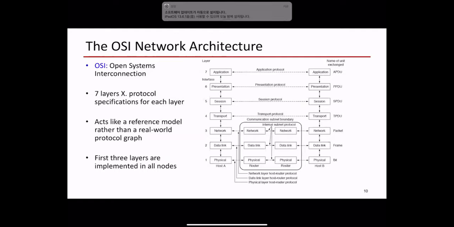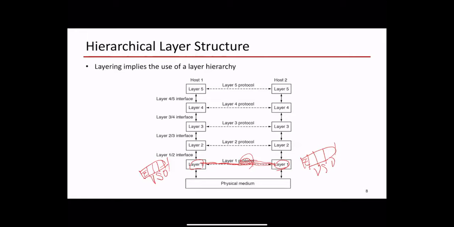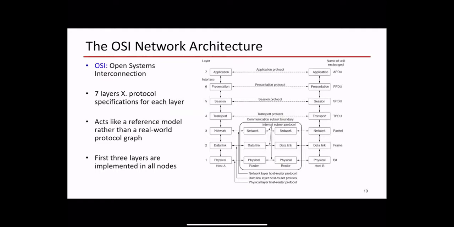So, OSI layers. OSI is Open Systems Interconnection. A long time ago, people said, we need encapsulation, we need layering. Who makes the decision? Let's make an international standard, then everybody can share the internet properly. That is OSI, Open Systems Interconnection. It has 7 layers of protocols and applications for each layer. It acts like a reference model rather than a real-world protocol.